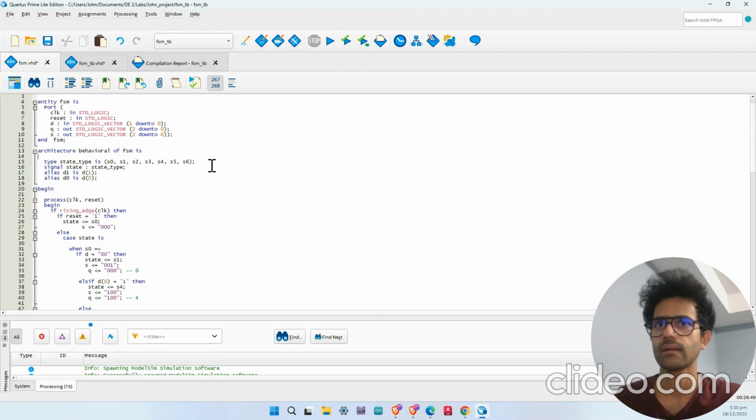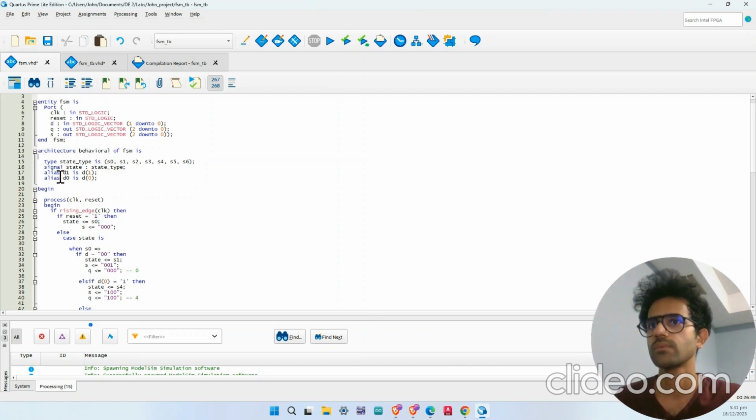Here we declare the states. We use the type keyword and declare the state type, which has 7 identifiers from 0 to 6, which will represent each state we have. And we are declaring the signal state, and it will hold the value for the state we are in.